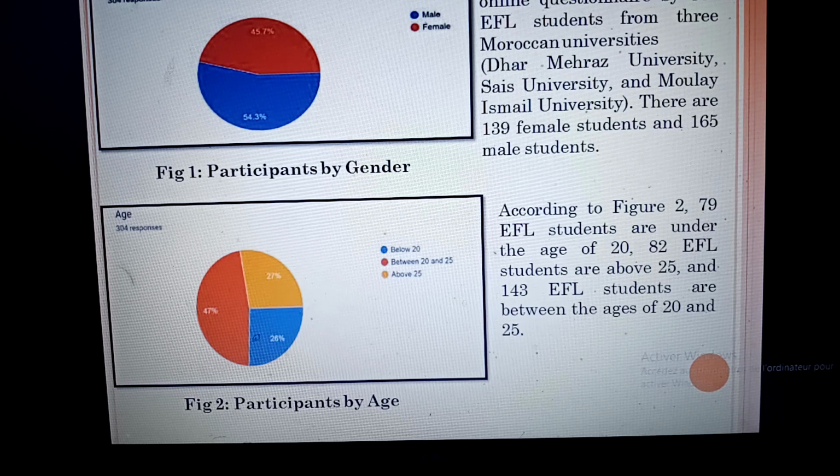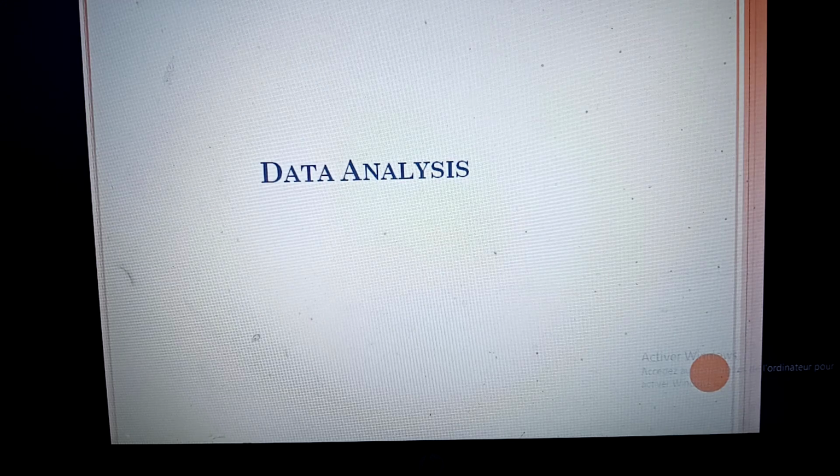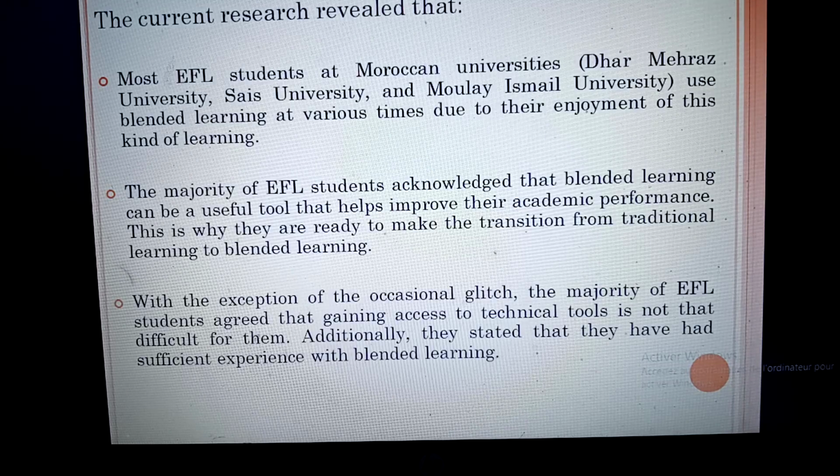And the second figure shows that 79 EFL students are under the age of 20 and 82 EFL students are above 25, and 143 EFL students are aged between 20 and 25. Concerning data analysis, I didn't include it due to time constraints, but I will move directly to findings.